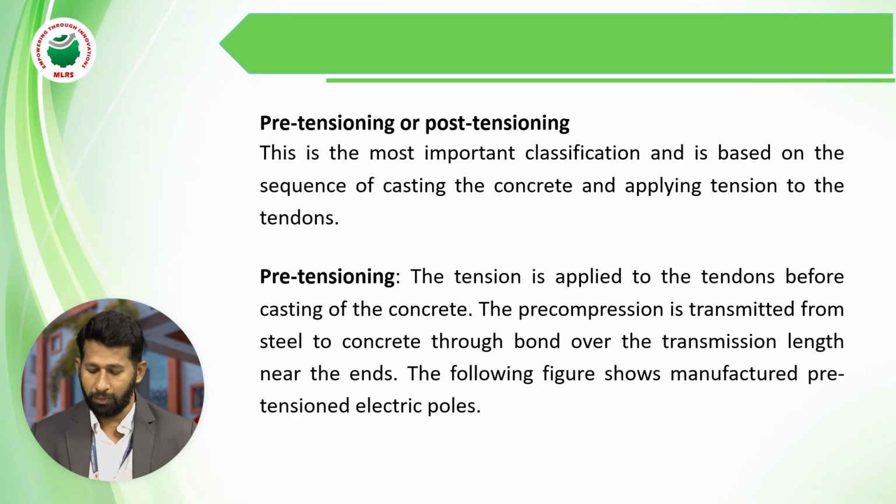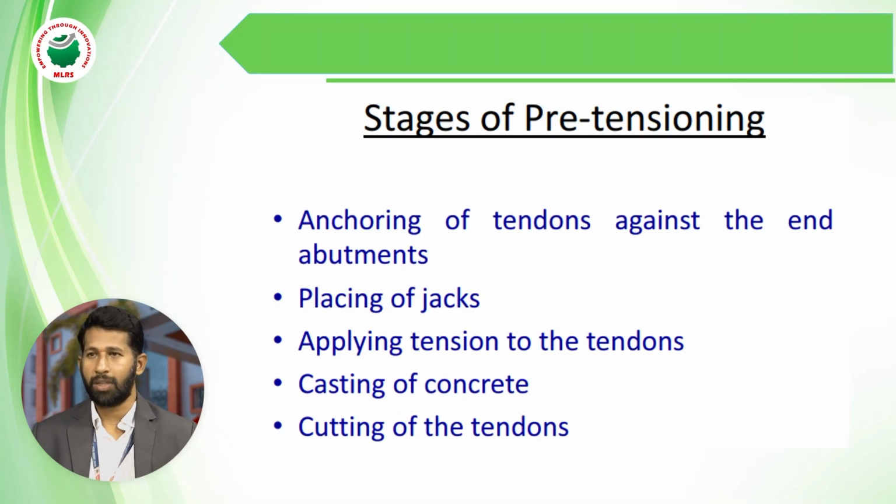The following figure shows the manufacture of pre-tensioned electrical poles. General examples are short span bridges, electrical poles, railway sleepers, etc. These are the stages of pre-tensioning: anchoring of tendons against the end abutments, placing of jacks, applying tension to the tendon, casting of concrete, and cutting of tendons.